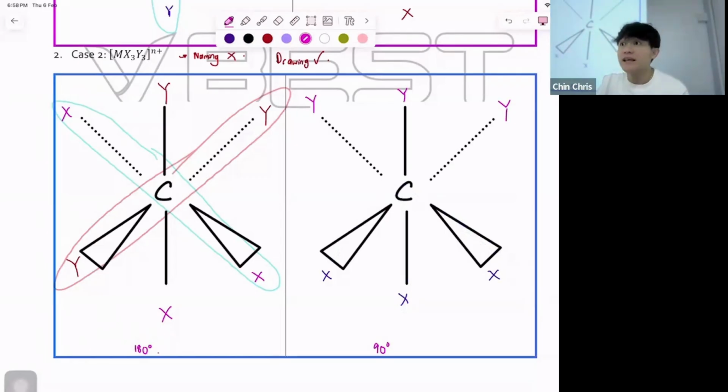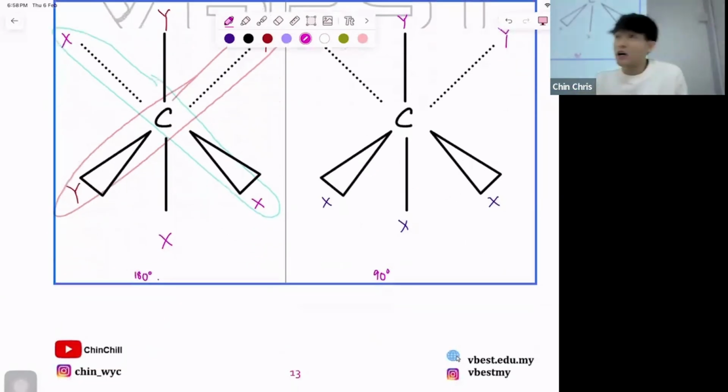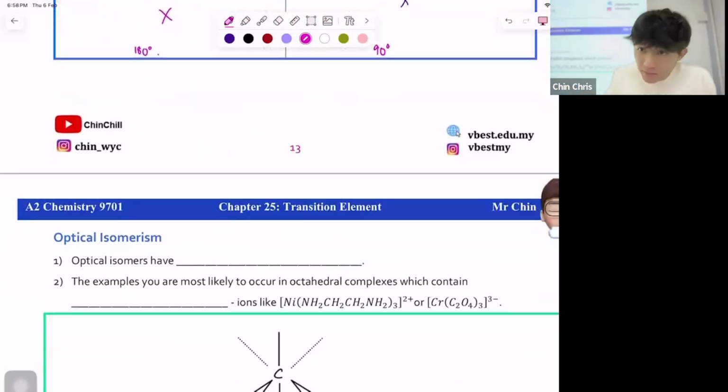Clear? Easy. Alright guys, I'm going to randomly draw two shapes, and I want you guys to tell me, are they the same or are they isomers of one another?